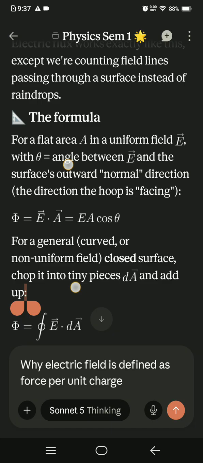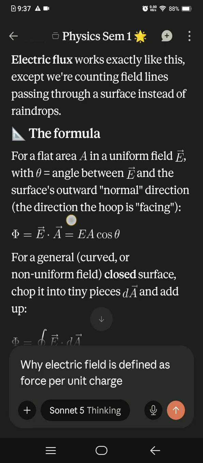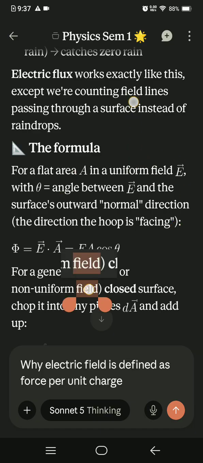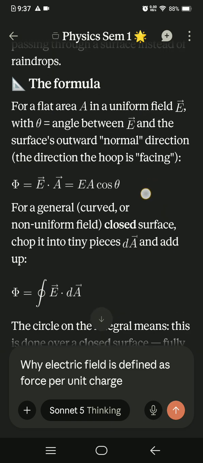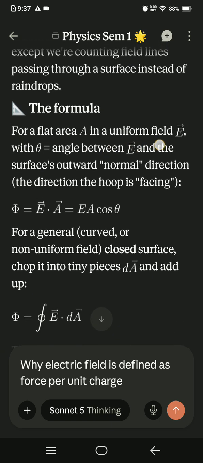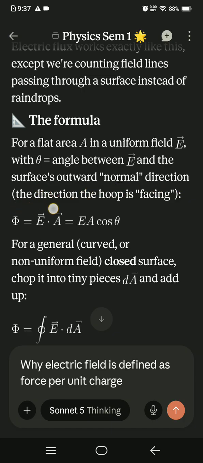So for a flat area A, we have the hoop's area, in a uniform electric field. Theta is the angle between E and the surface's outward normal. So if it is a hoop, its normal defines the angle. Here the angle is parallel, zero, angle is zero, isn't it? So the surface outward normal is the direction the hoop is facing.